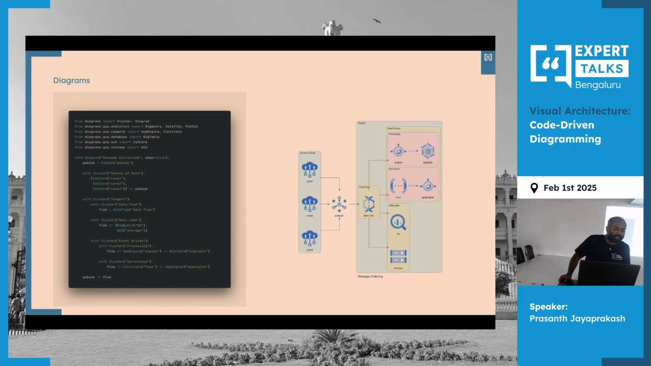So this is specifically on using Python itself. You can write the code, and then you can generate these diagrams. The only thing about diagrams is that it is more geared towards cloud infrastructure. So it is much easier to show deployment diagrams rather than the system context of it.